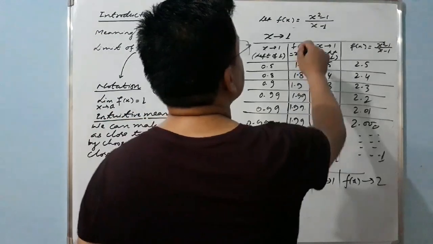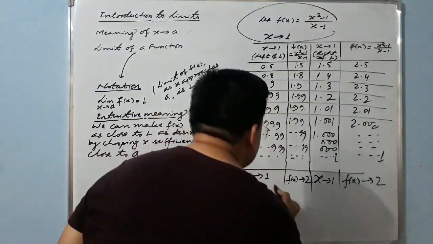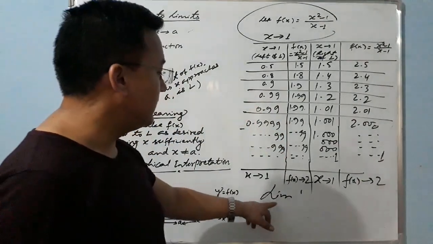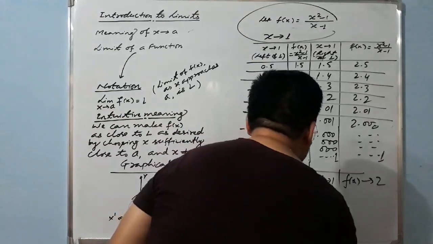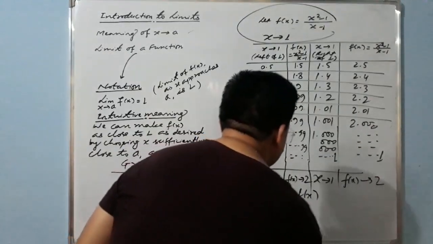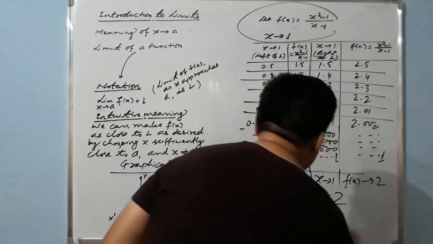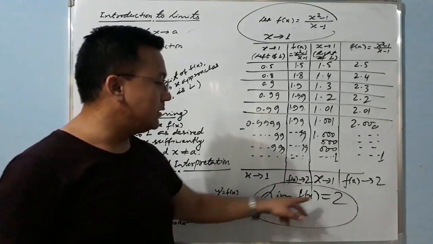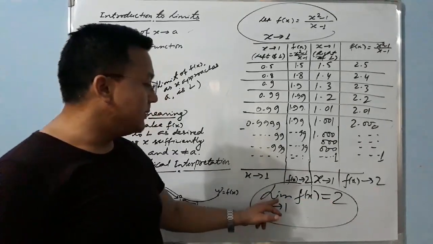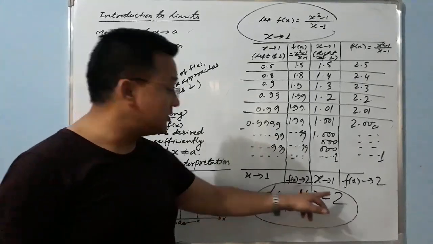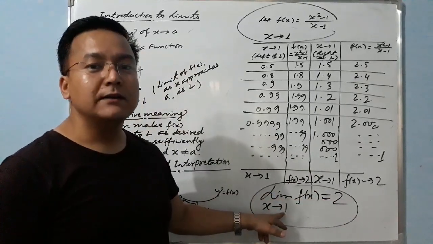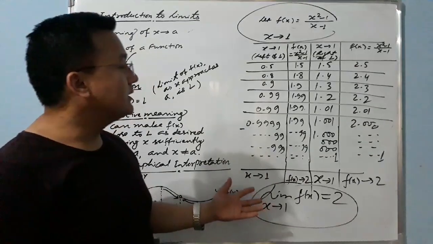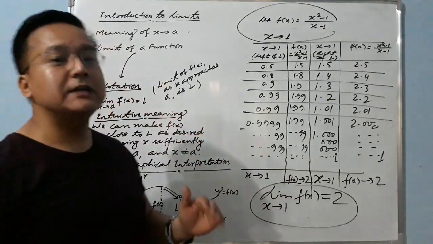Symbolically, we can write the same thing with lim, the symbol for limit: the limit of f of x when x tends to 1 is equal to 2. We read it as the limit of the function when x tends to 1 is equal to 2, or the limit of f of x approaches 2 as x approaches 1. I think the intuitive concept of the limit is clear.